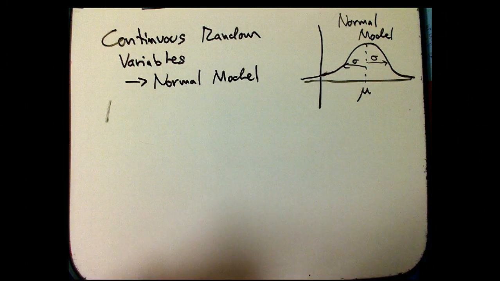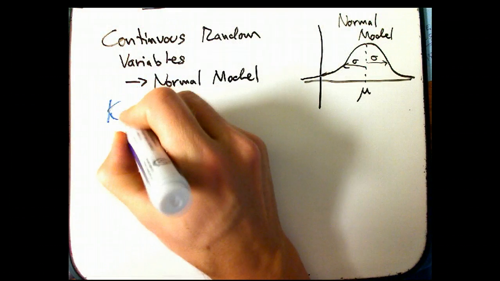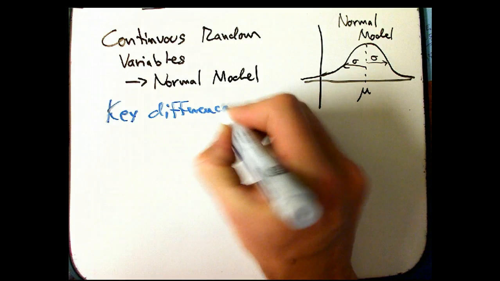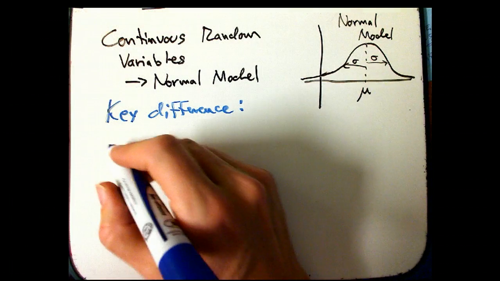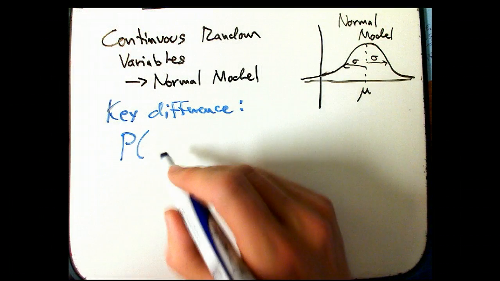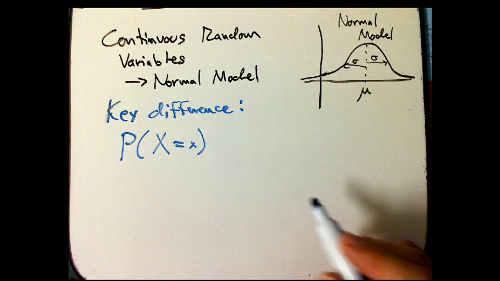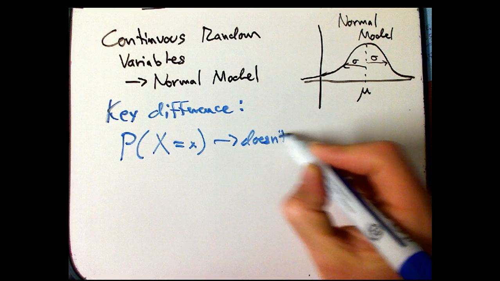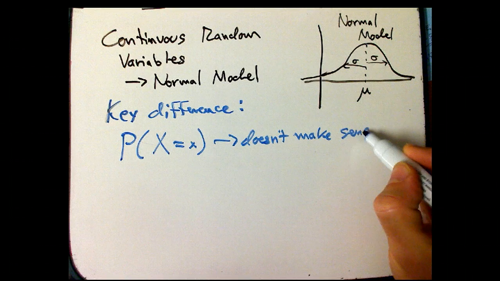The one thing that's different, the key difference, even though mean and standard deviation are going to make sense, is that there's no such thing as the probability of this random variable, let's say x, equals some one particular value of x. This doesn't really make sense. If you have to make it make sense, it's going to be 0 all the time.